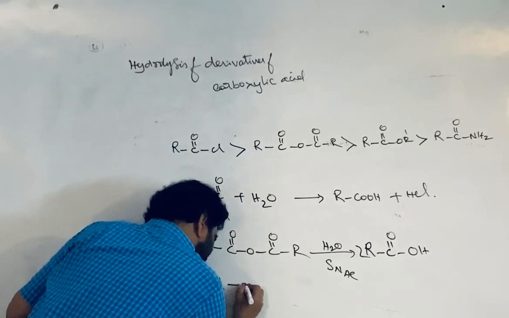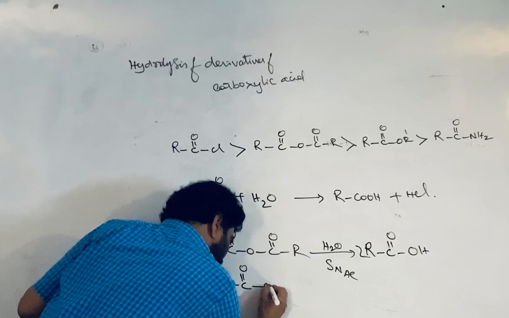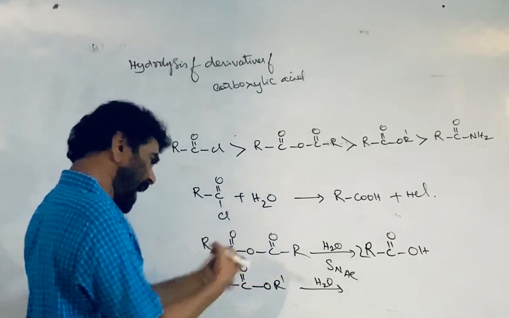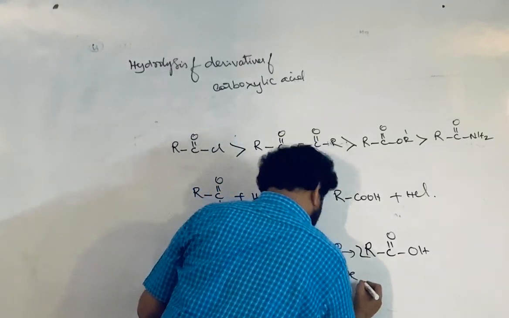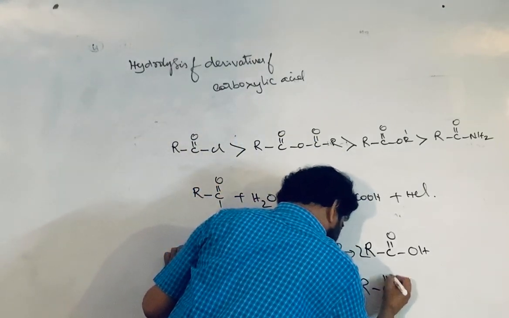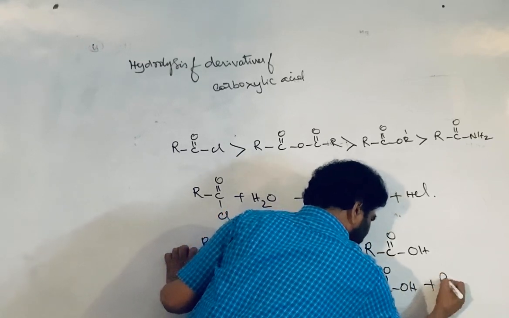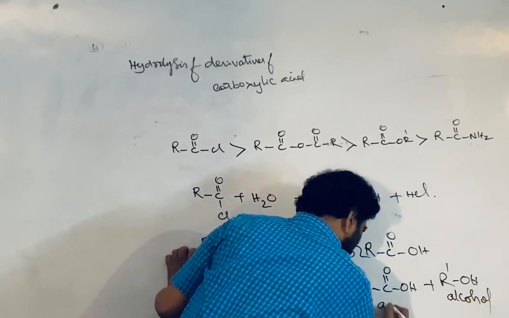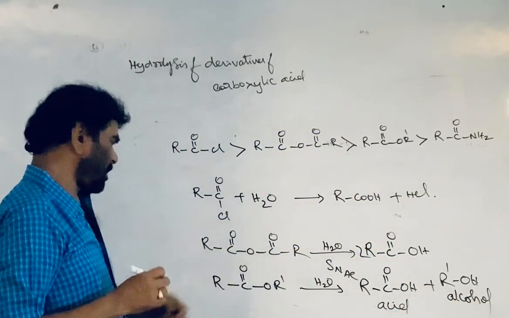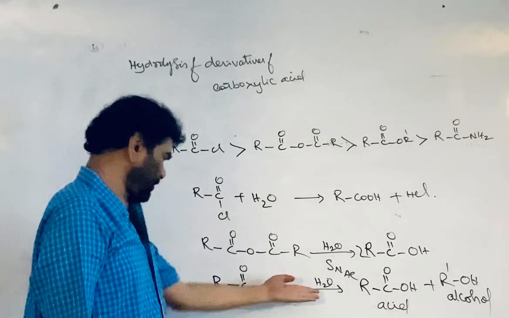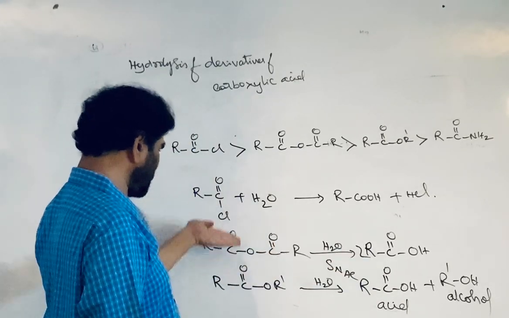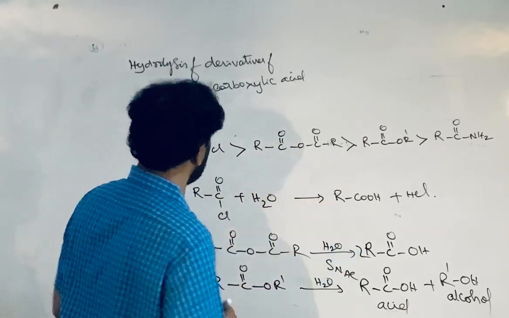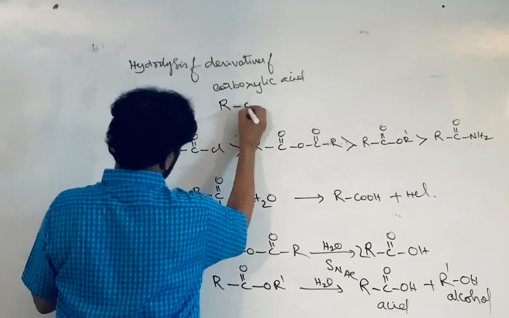If you take the ester, OR prime, on hydrolysis in the presence of acid or base, acid catalyzed ester hydrolysis, base catalyzed ester hydrolysis, which is known as saponification, R prime OH. This is alcohol, this is acid. Acid and alcohol are the products of the reaction. So esters produce carboxylic acids, anhydrides produce carboxylic acids, acid chlorides produce carboxylic acids, acid amides also produce carboxylic acids.